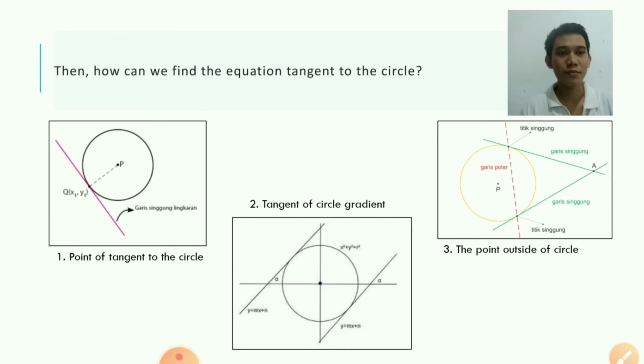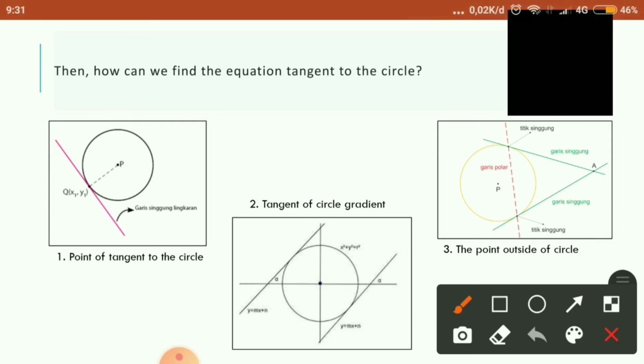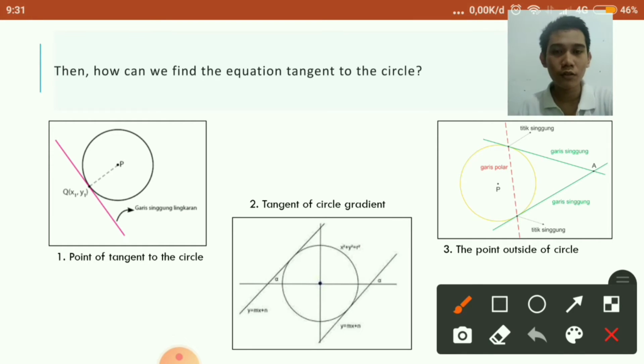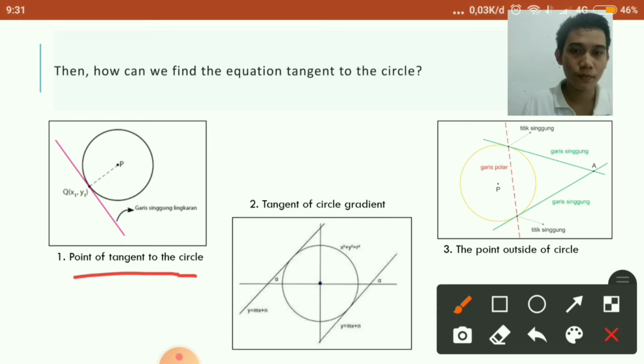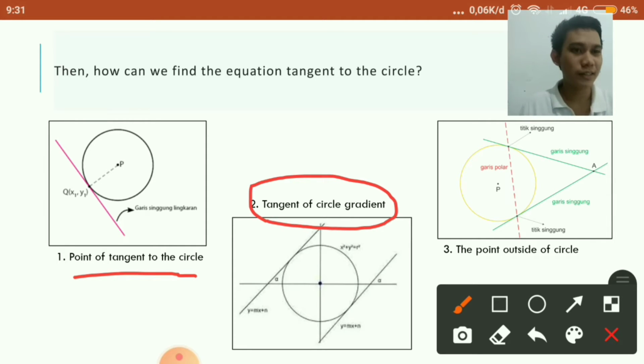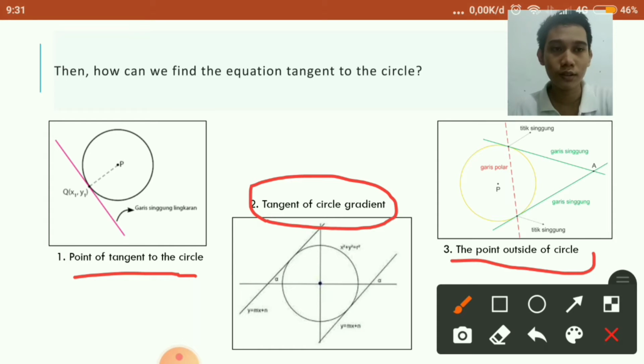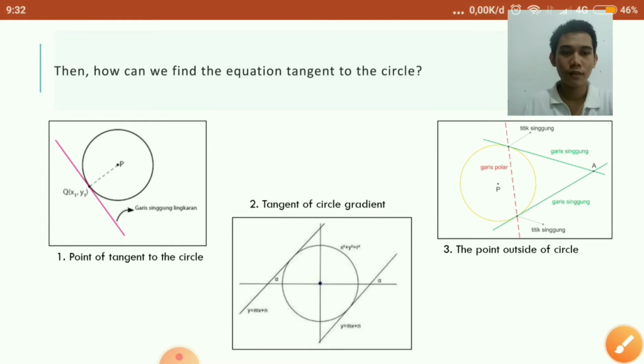Then, how can we find the equation of the tangent to the circles? There are 3 types. First, we can find the equation of the tangent to the circle from the point of tangent to the circle. 2, we can find it from the tangent of circle gradients. And 3, we can find it from a point outside of the circle. For the explanation, let's go next.